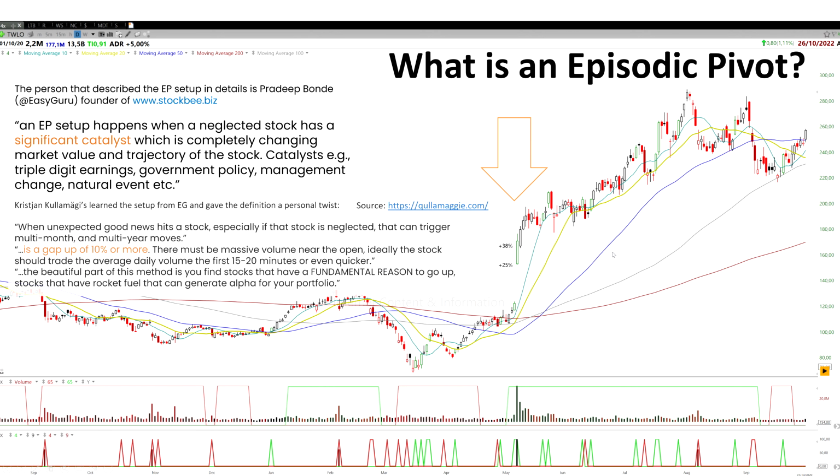And then another person that gives a good definition of the setup itself is Kristjan Kullamägi, who learned the setup from Pradeep Bonde, or Easygoer as well, but fine-tuned a bit the definition. More or less it stays the same, but it has a personal twist. Based on Kristjan's opinion, an EP is when unexpected good news hits a stock, especially if the stock is neglected, that can trigger multi-month and multi-year moves. An EP has a gap up of 10% or more.